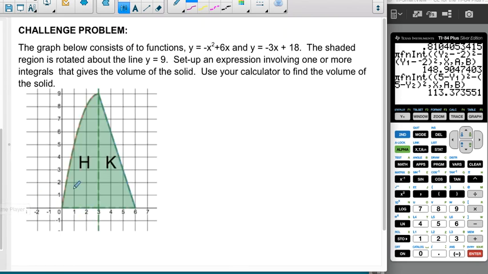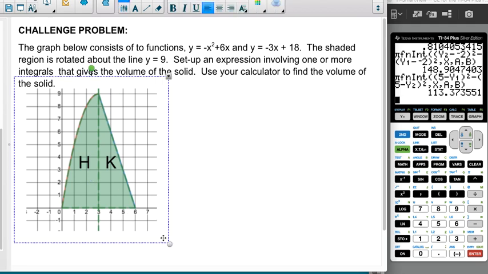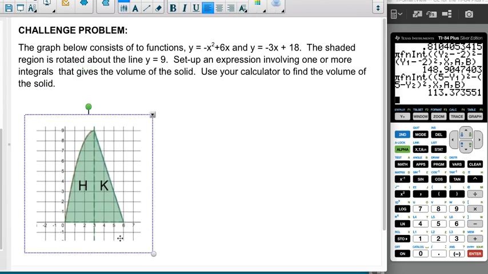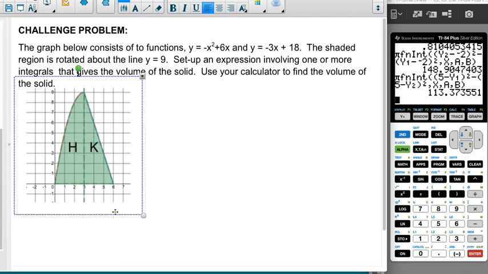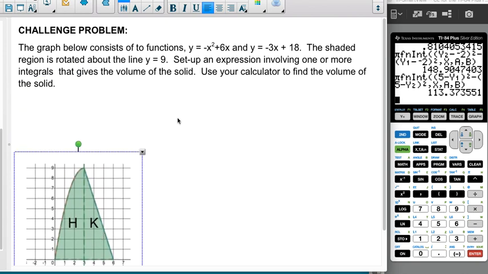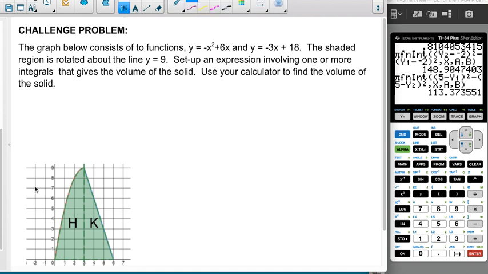All right, so let's do that same challenge problem we've seen before. We're going to take this graph, right, and I'm actually going to shrink it a little and move it so that you can see what would happen. So we're going to move this down a little bit. We're going to take this graph, and I'm going to rotate it around y equals 9, right? So that means that here's 9, right? So what's happening is this is my axis of rotation.